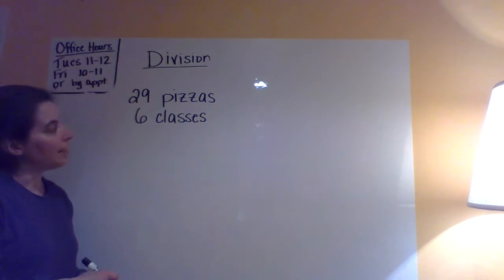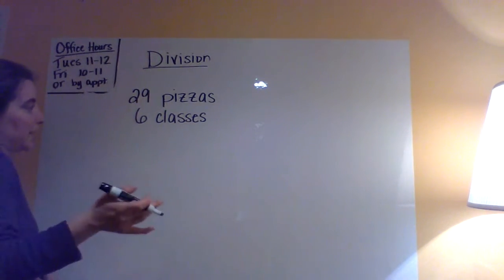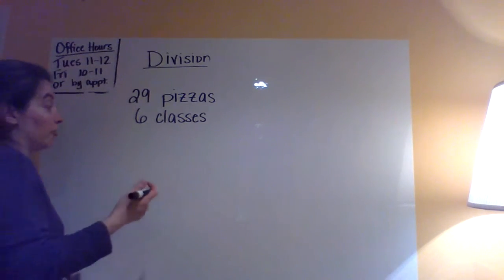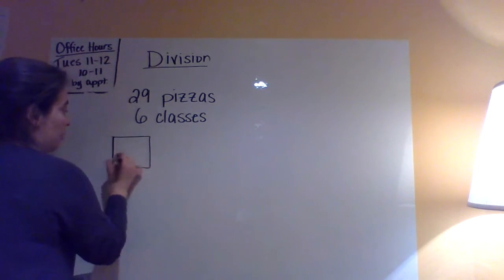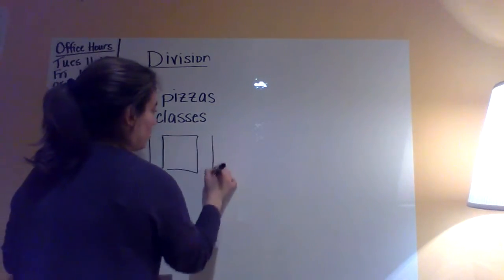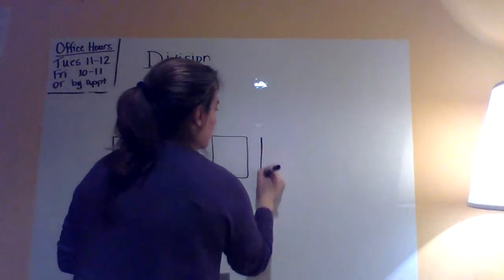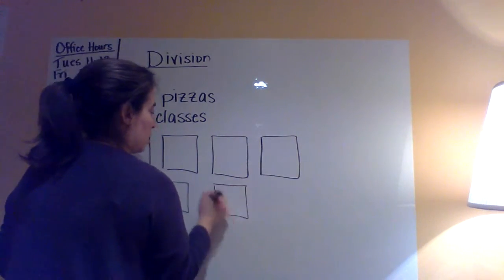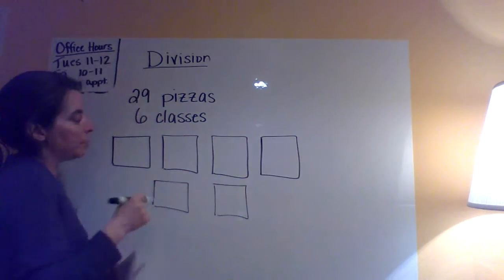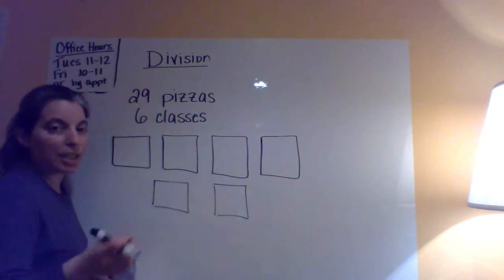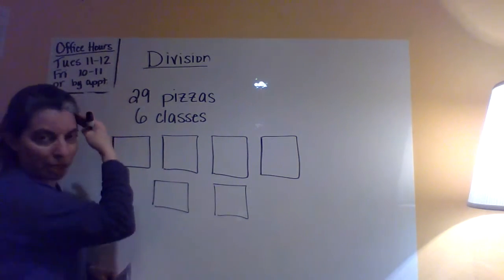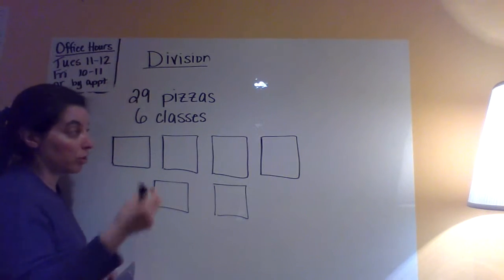So if I have my 29 pizzas and I want to divide them among some classes, we can do this even with students that haven't learned formal division yet. Let's say we have a box to represent each of our 6 classes. Okay, and I can go through and put 1 pizza in each class one at a time so that I distribute them evenly. And again, with small kids, you could have little pizzas.